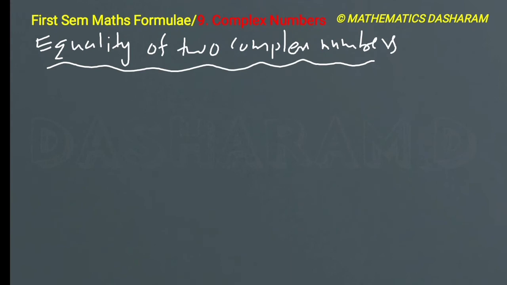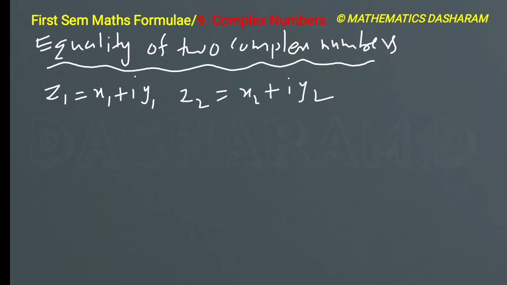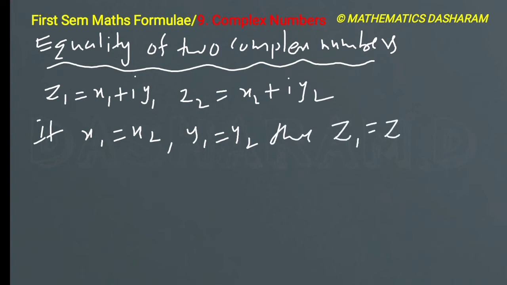Equality of two complex numbers. For example, z1 is one complex number, that is x1 plus i y1, and z2 is another complex number, x2 plus i y2. If x1 equals x2 and y1 equals y2, then the two complex numbers will be equal. That means if the real parts and the imaginary parts of both complex numbers are equal, then the two complex numbers are equal to each other.